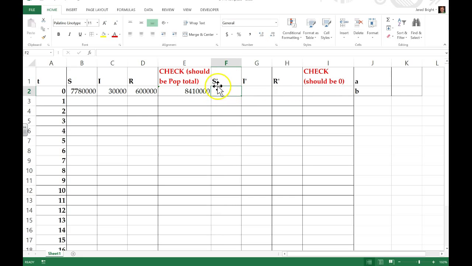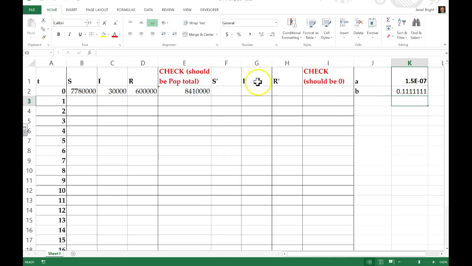Alright, so next I want to compute the S prime, I prime, and R prime values that we got by hand. To do that, I would recommend computing the transmission and recovery coefficient first. So A, the transmission coefficient, we said that was the chance of coming in contact with an infected person, so that was 0.0000003, times 1 out of 20 for the chance of contact. And the recovery coefficient we said was equal to 1 divided by 9 because it took 9 days to recover from the disease.